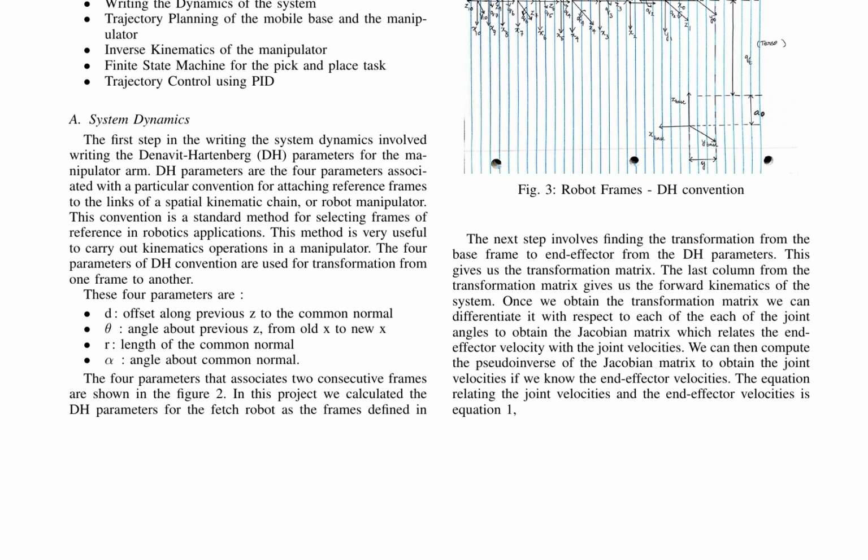These parameters are calculated for the Fetch robot, as the URDF file was inconsistent with the DH convention. The transformation matrix is then computed from the DH parameters, providing the forward kinematics of the system. Differentiating the transformation matrix with respect to each joint angle yields the Jacobian matrix, relating end-effector velocity to joint velocities. The pseudo-inverse of the Jacobian matrix is computed to obtain joint velocities from end-effector velocities, as described in equation 1. This equation is crucial for solving the inverse kinematics problem.